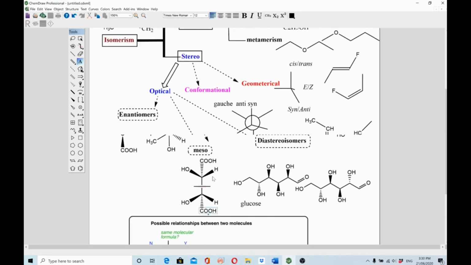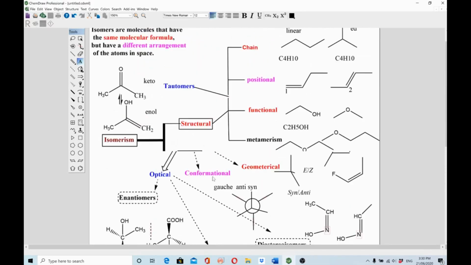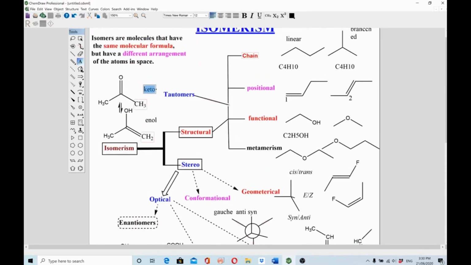I hope I have clarified the isomerism concept, including its types with examples.